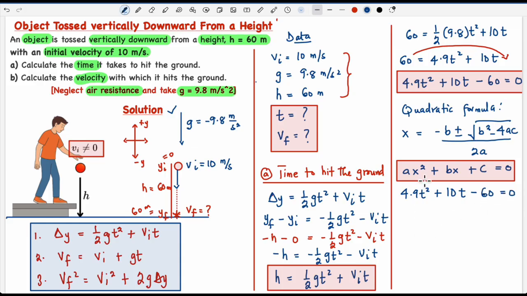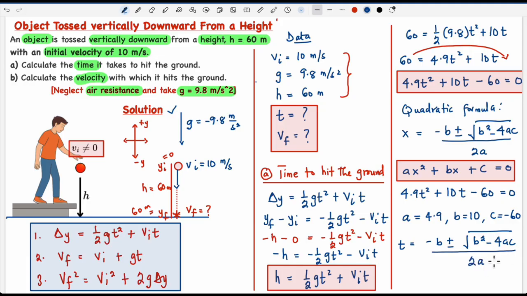So if we compare these two equations term by term, we can see that a equals 4.9 in our equation, b equals 10, and c equals minus 60. So if we substitute that into this solution, then the time is going to be equal to minus b plus or minus the square root of b squared minus 4ac, all divided by 2a. So you can pause the video at this point and solve for the time. You should have time equals positive 4.7 seconds or negative 2.6 seconds.